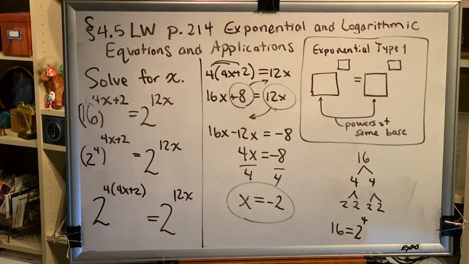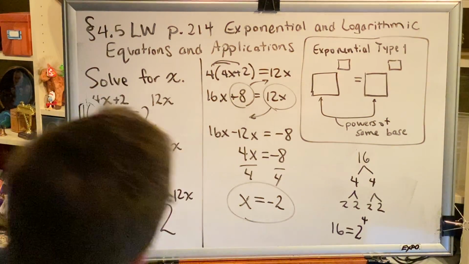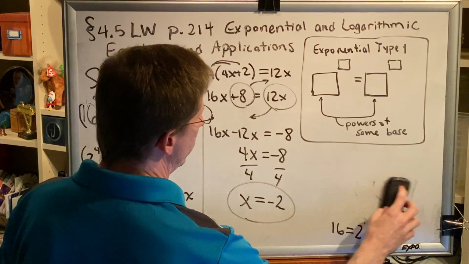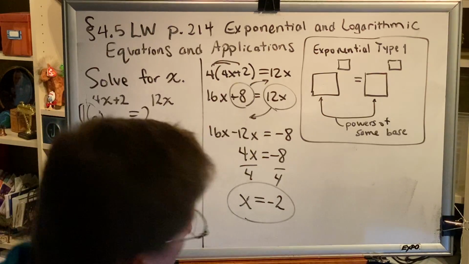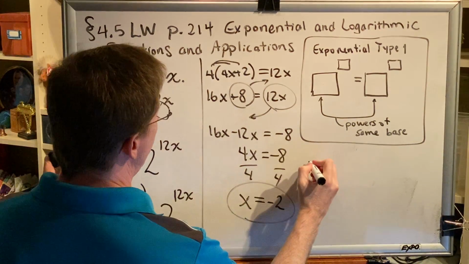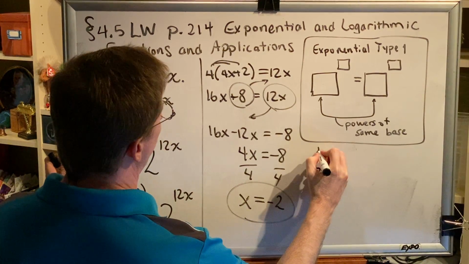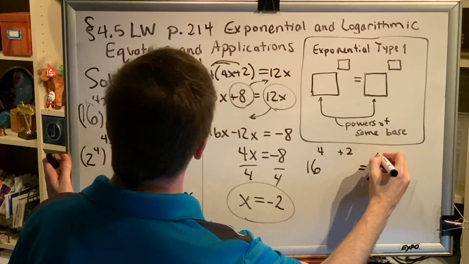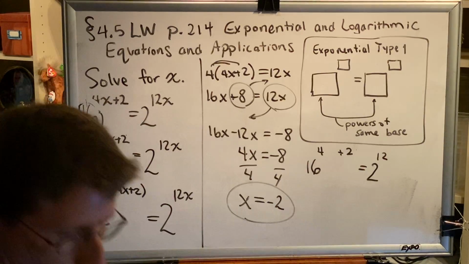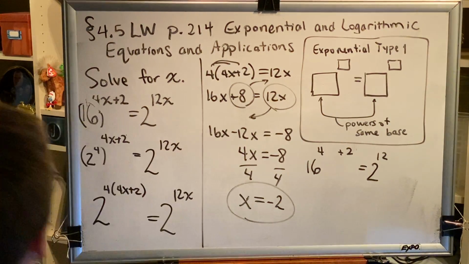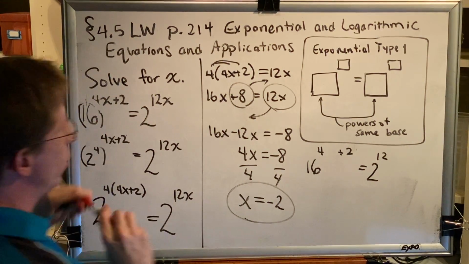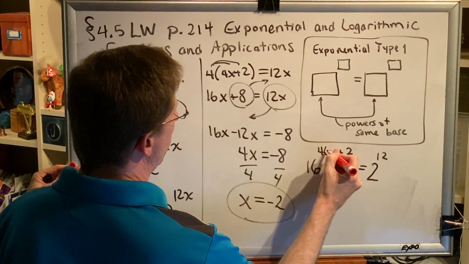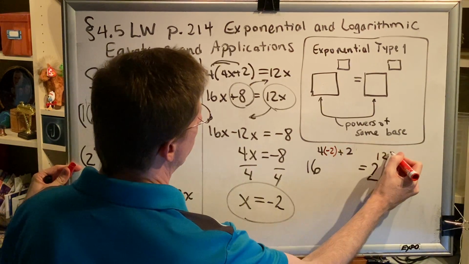Now, can we check our answer? Of course we can. Let's do it. Since this is an equation, we go back to our original problem statement, and anywhere we see an x, we're going to put a negative 2. All right, so there are two x's. Both of them have a multiplying neighbor. So that means that this negative 2 has to be put in parentheses.